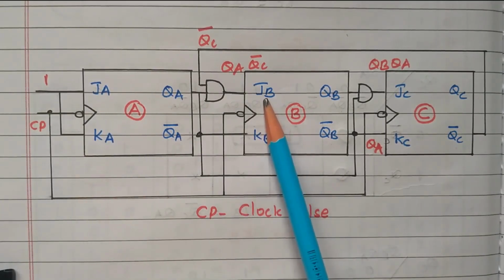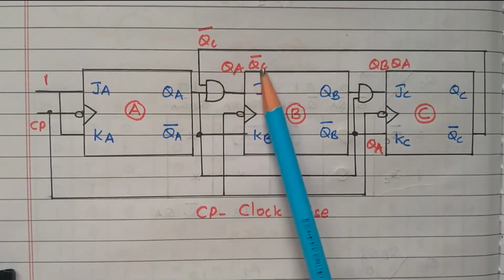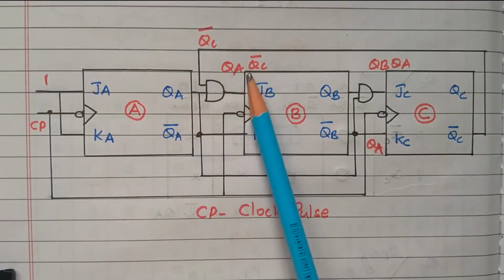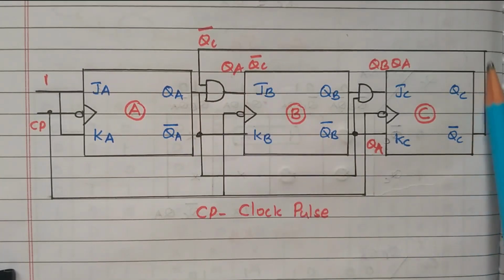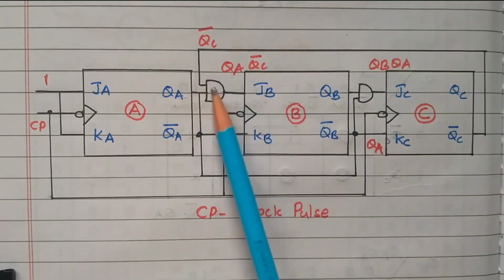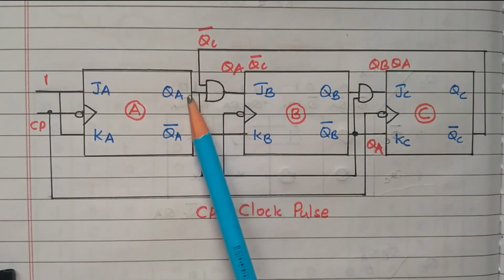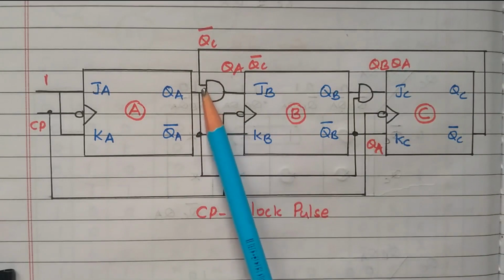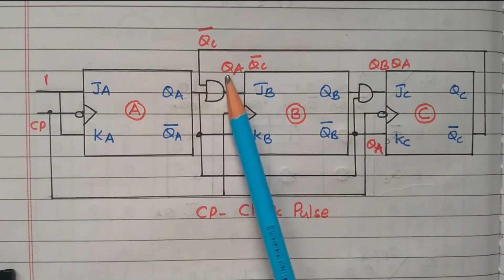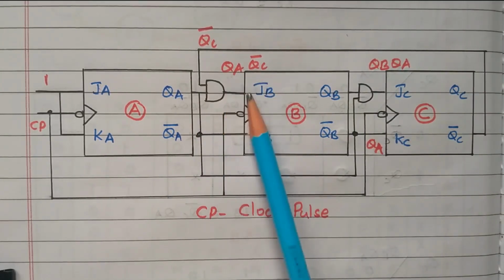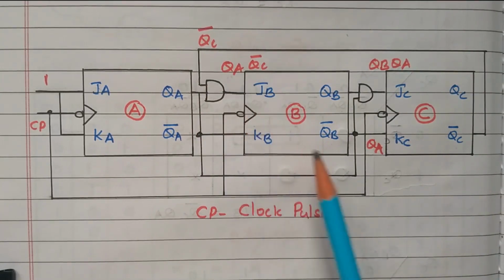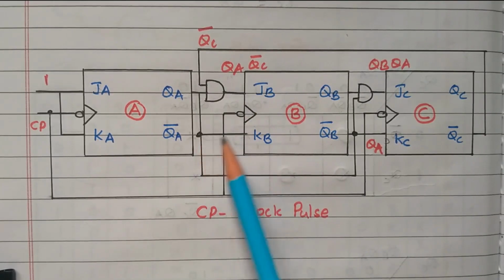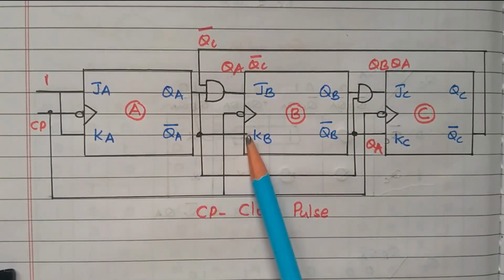What is the input to the JB? It is QA into QC bar. Right? QA it is available here. QA is directly connected. QC bar where it is available here. So QC bar is connected to this AND gate. This is AND gate. One input is QA, another input is QC bar. So the AND gate will multiply this so that QA into QC bar is given to the JB. Right. What is the expression for KB?